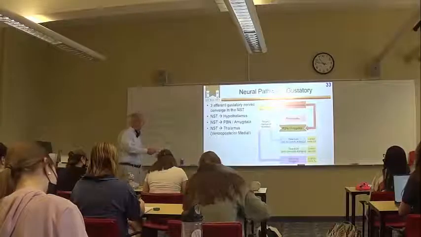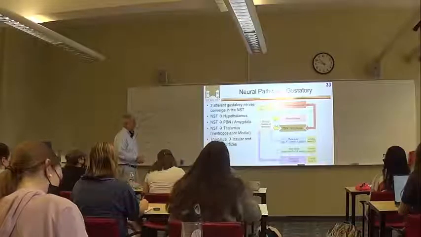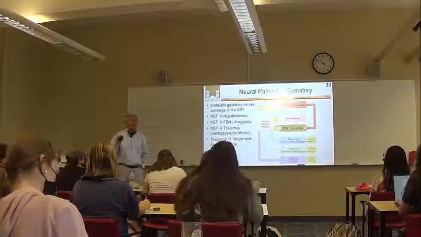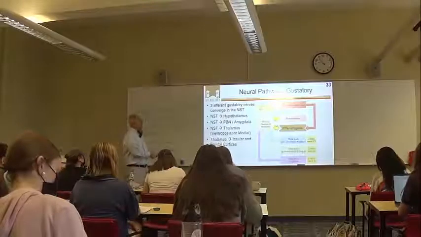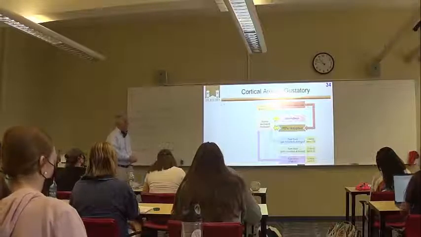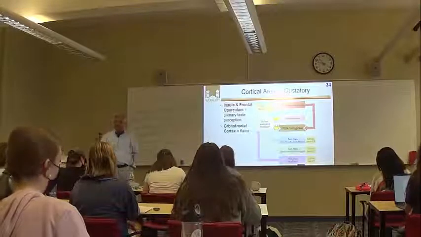The VPM of the thalamus, and then it goes to the insular cortex, is the primary area, and there we have columns for sweet, sour, salt, bitter, and umami. And from there, then it goes to the orbital frontal cortex for flavor.